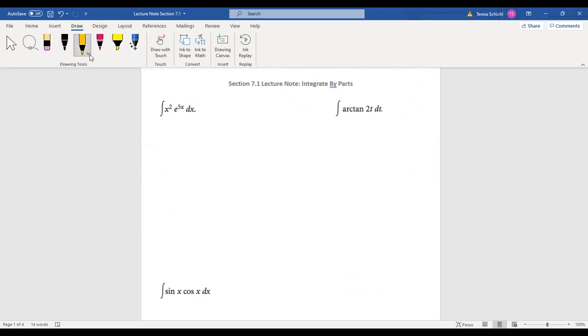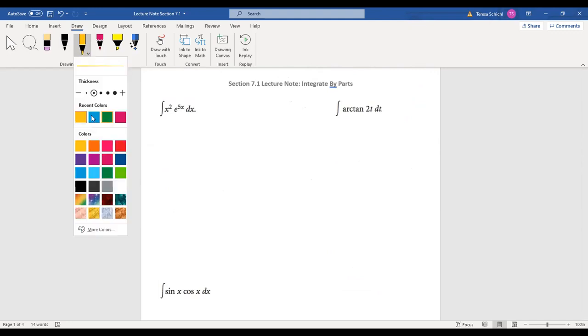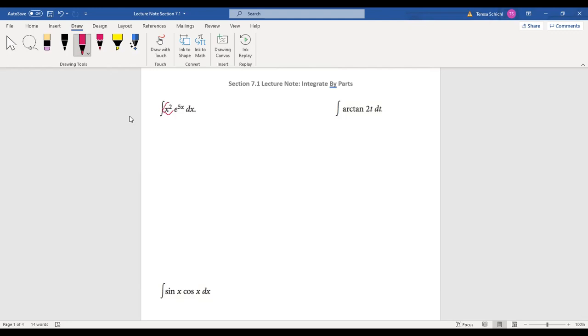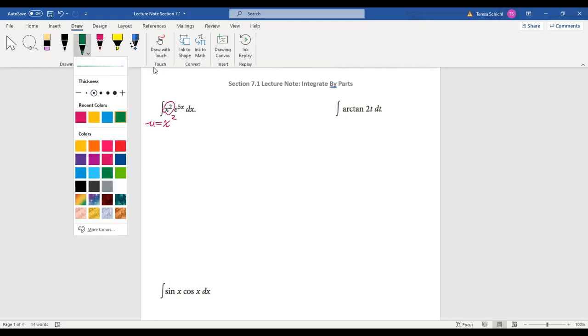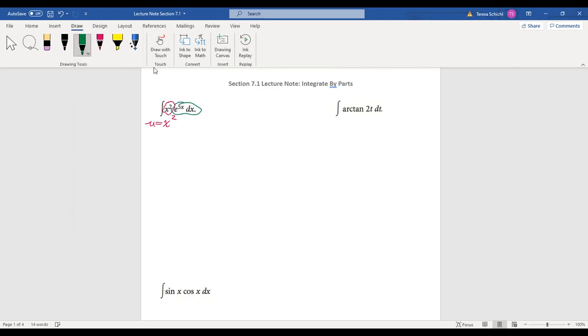For this problem, it says x squared. So I will let this be u, because when I take the derivative, the power goes down, from x squared to x, right? So I will set u equal to x squared. After you assign the u, all the remaining will be dv. So you have e to the 5x dx equal to dv. Everything inside the integration sign we need to cover.